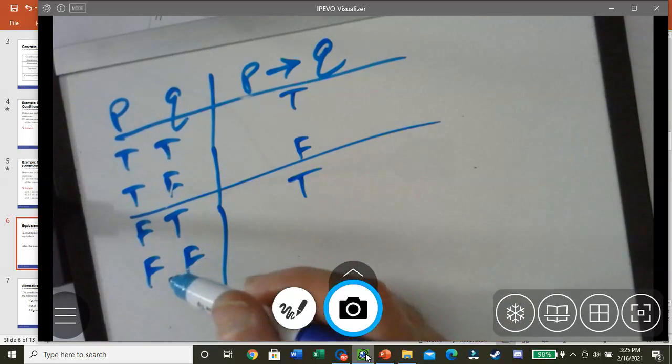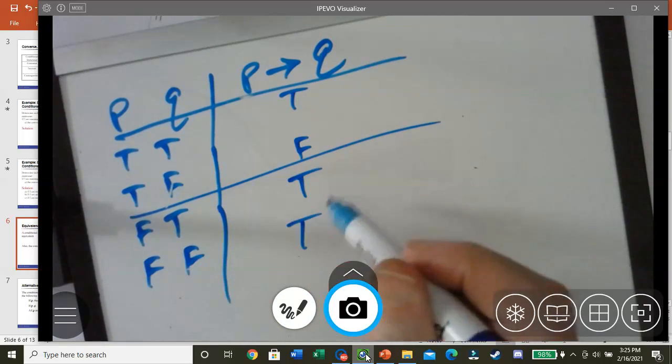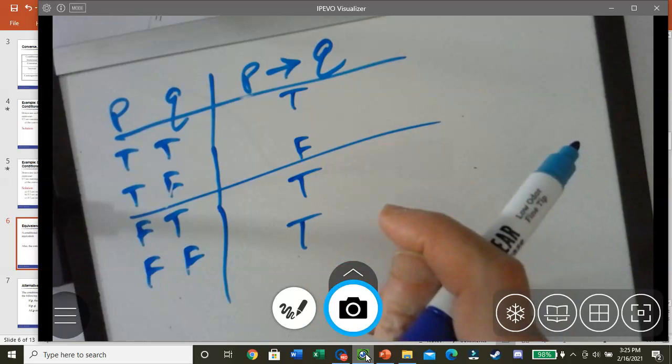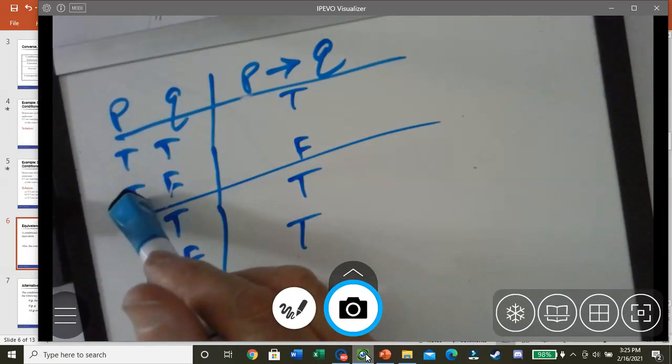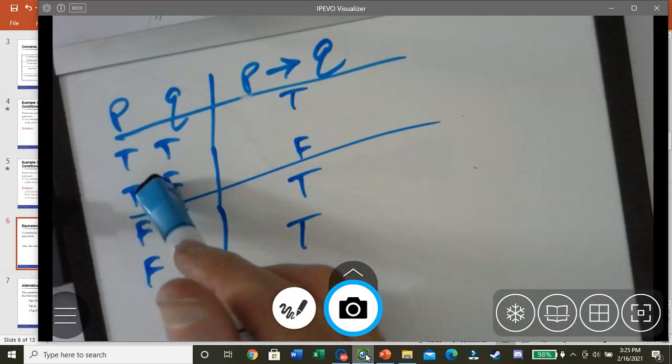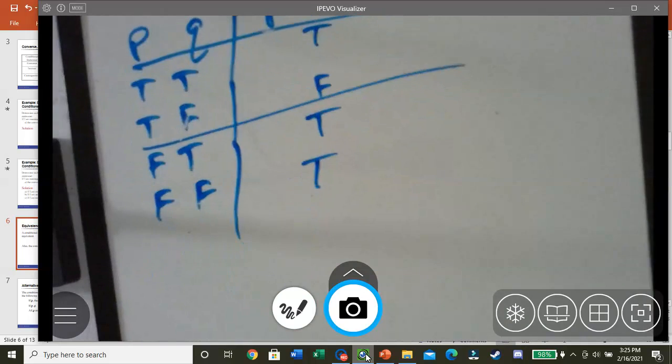And if he says, well, I can't go to the party, and he doesn't go, he didn't lie, so that's still a true statement. Okay, so the only one that's a false statement is if he says he's going to go to the party and he doesn't. That's a false statement.